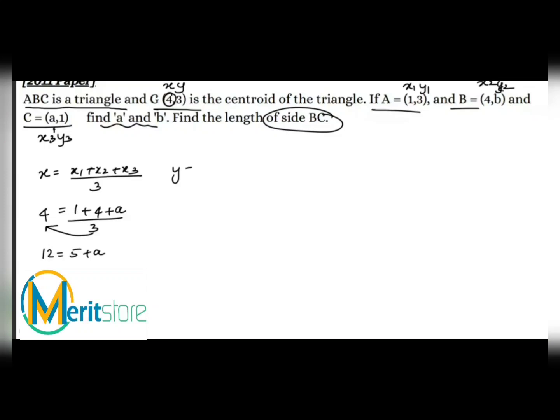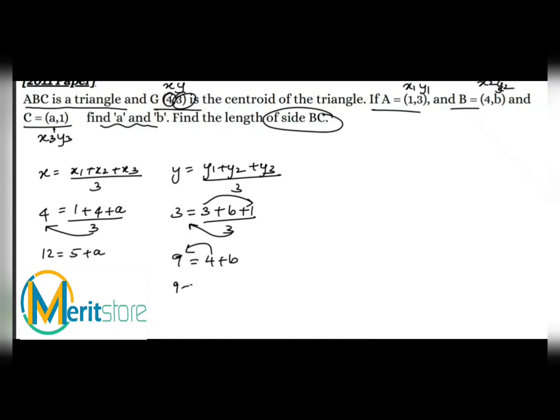We do for y. Y is equal to y1 plus y2 plus y3 upon 3. Y we have it as 3. So 3 is equal to 3 plus b plus 1 upon 3. 3 goes on the other side. So 3 into 3, 9. And 3 plus 1 is 4. So 4 plus b. 4 goes on the other side. 9 minus 4 is equal to b. 5 is equal to b. So we found the first thing, a and b. A is 7 and b is 5.